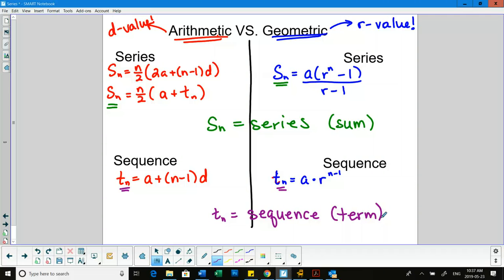So that's our breakdown of what we'll be looking for in sequences versus series, and arithmetic versus geometric. You done? Yeah, we're done, unless anyone has any questions.